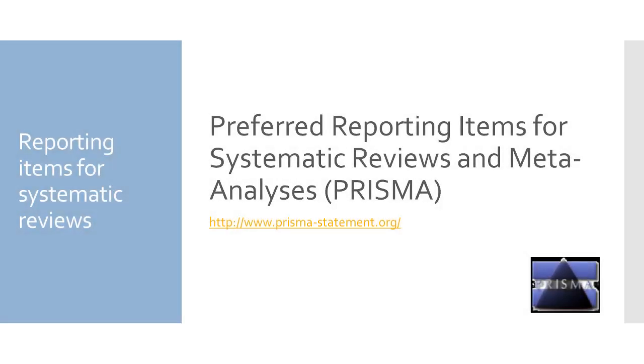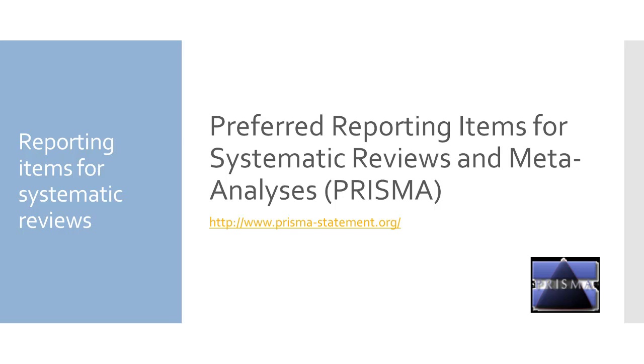PRISMA, or Preferred Reporting Items for Systematic Reviews and Meta-Analyses, was published in 2009 with the purpose of promoting quality and transparent reporting. The PRISMA checklist contains 27 items that should be included in a systematic review or meta-analysis, including rationale, eligibility criteria, search strategy and study selection, assessment of risk of bias, and synthesis of results.